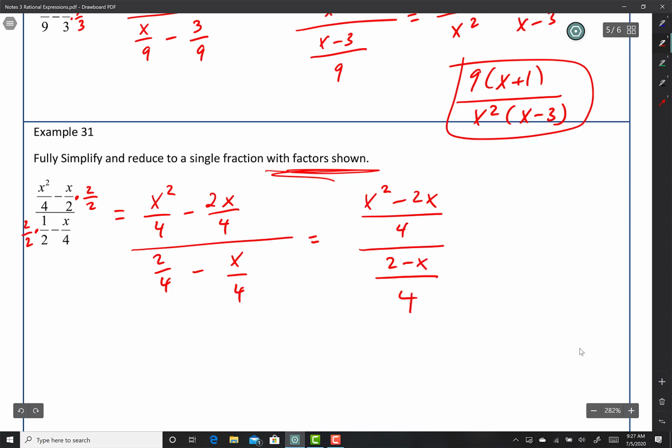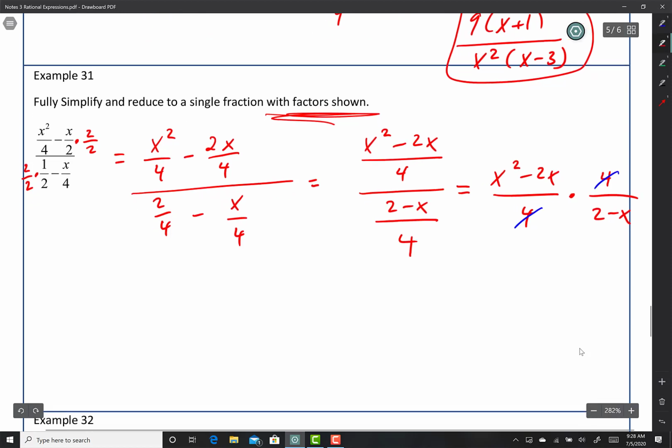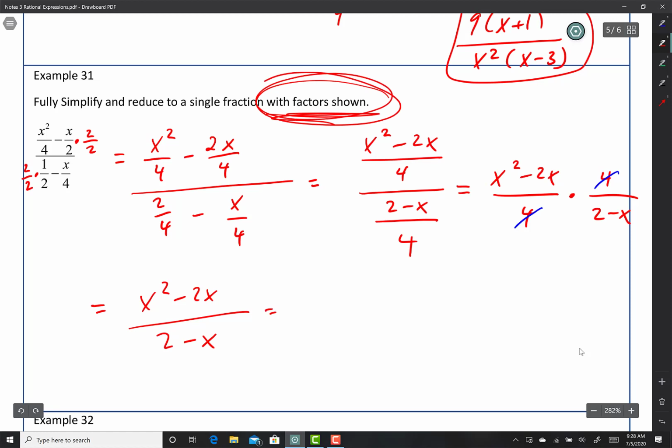You are perfectly okay if you cancel out those 4's right now, which is my preferred method. But I know some of you don't like that because you want to keep consistent with what you've been doing. So let's just continue. x squared minus 2x over 4 times, and then keep change flip, 4 over 2 minus x. So now we can see that these 4's are going to cancel out. And then you're going to have x squared minus 2x over 2 minus x. And it does say to show all factors. So on the top, I can factor out an x, and I'm going to have x minus 2. And on the bottom, I have 2 minus x here.